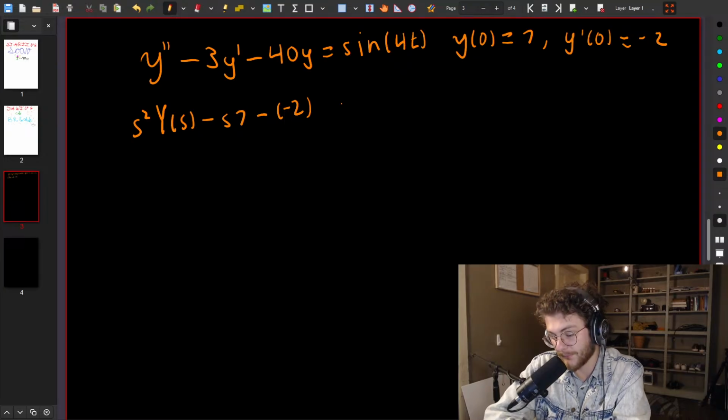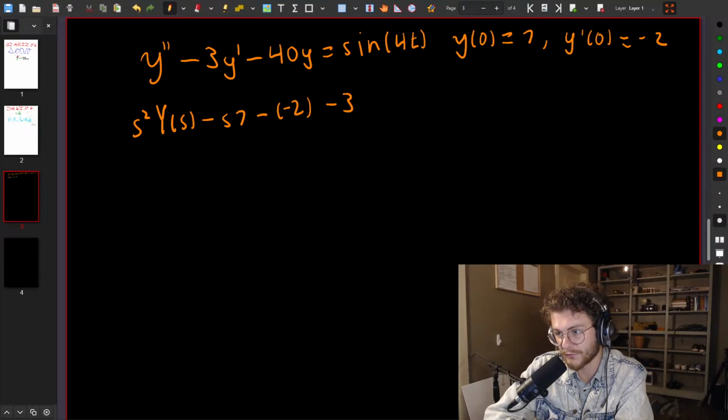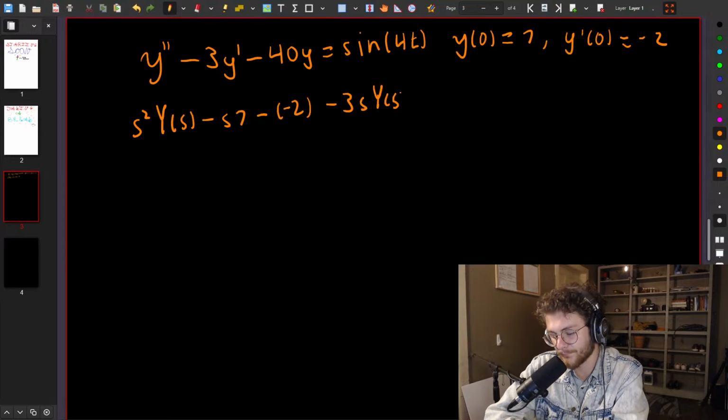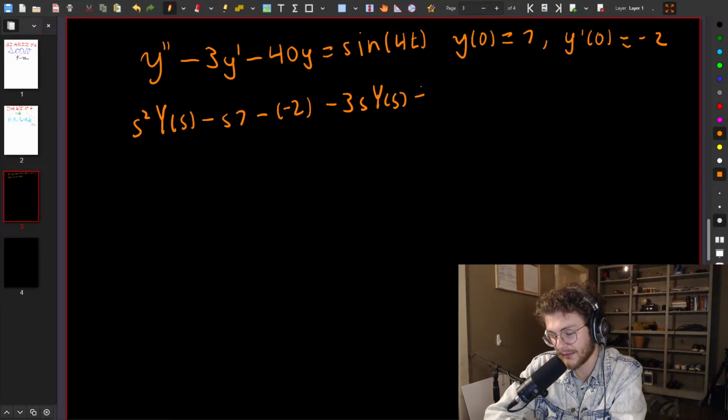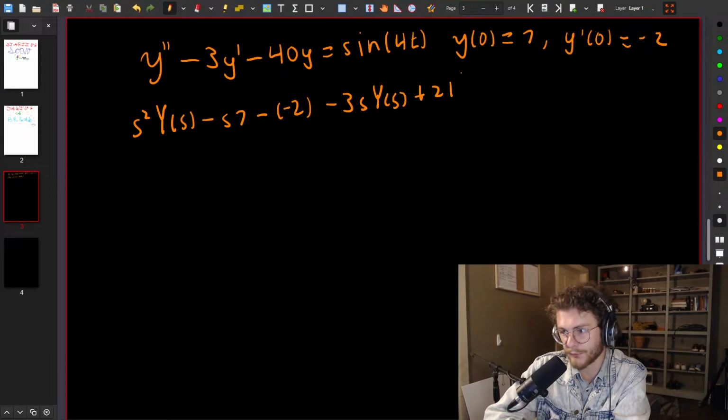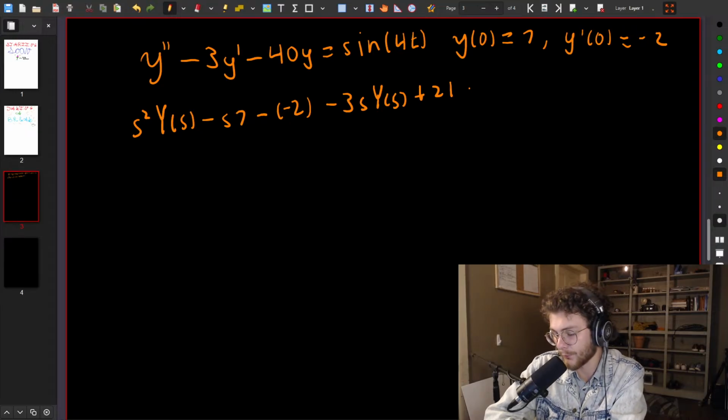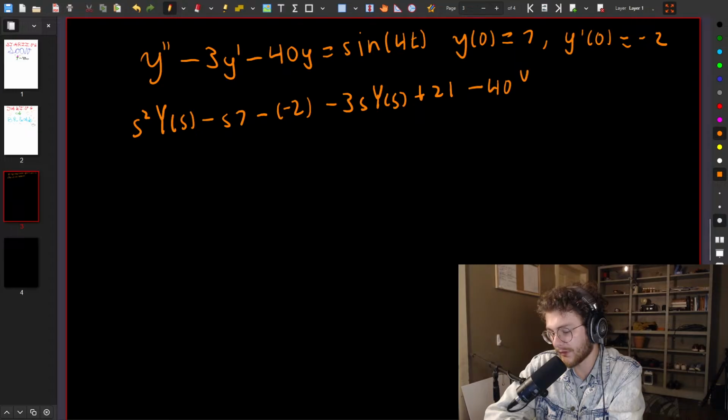That's our first part, minus 3 times y prime, whose Laplace transform is 3s Y of s minus y of 0, which is 7, and 7 times negative 3 is negative 21, which goes into a positive 21 to distribute those negative symbols throughout that function. Finally, negative 40 Y is simply negative 40, capital Y of s. And all of this is equal to sine of 4t.